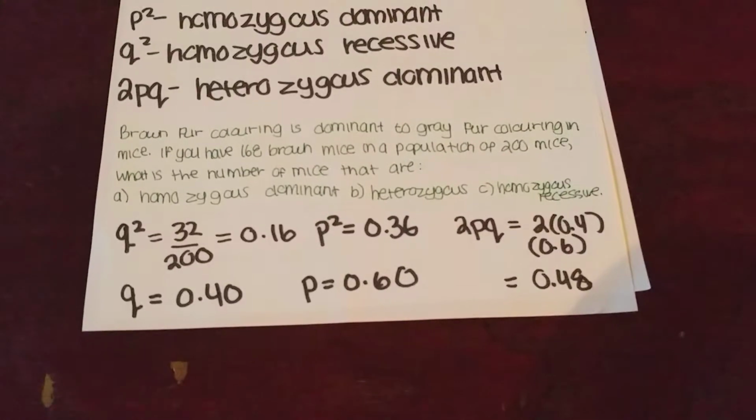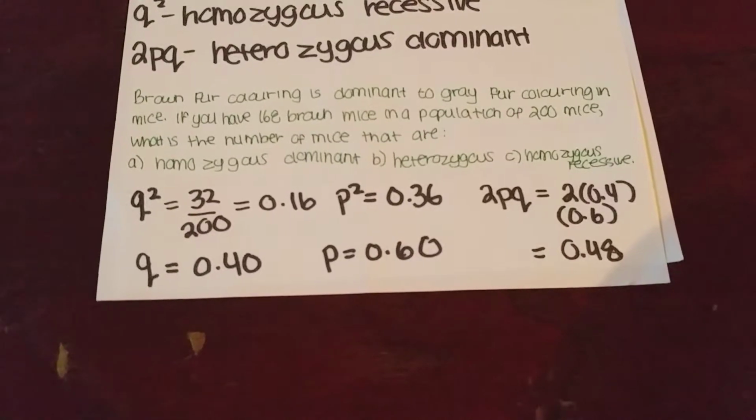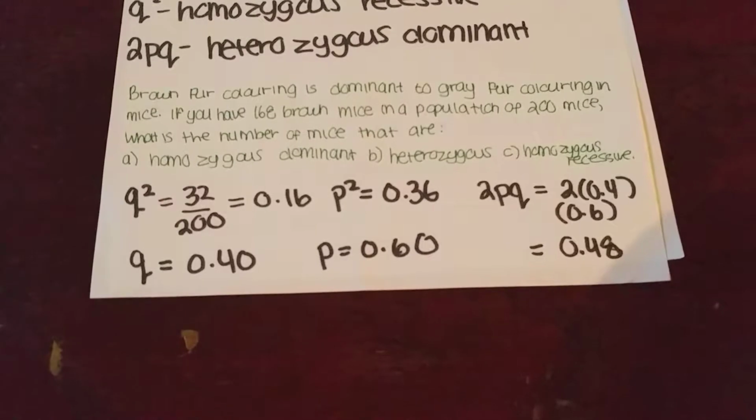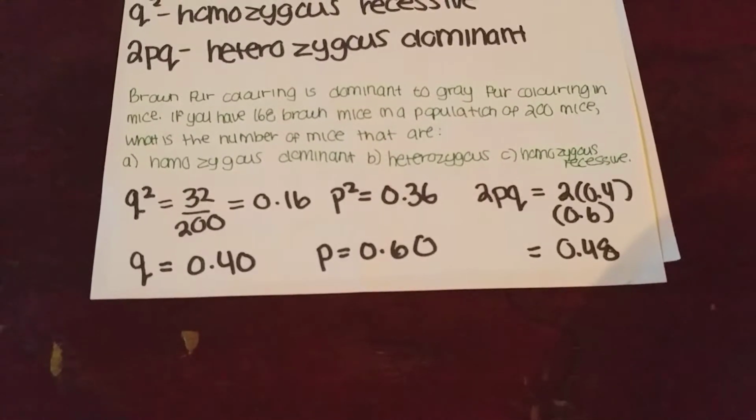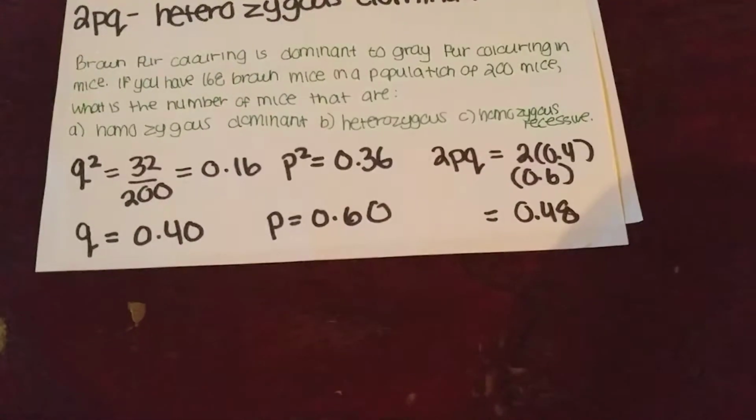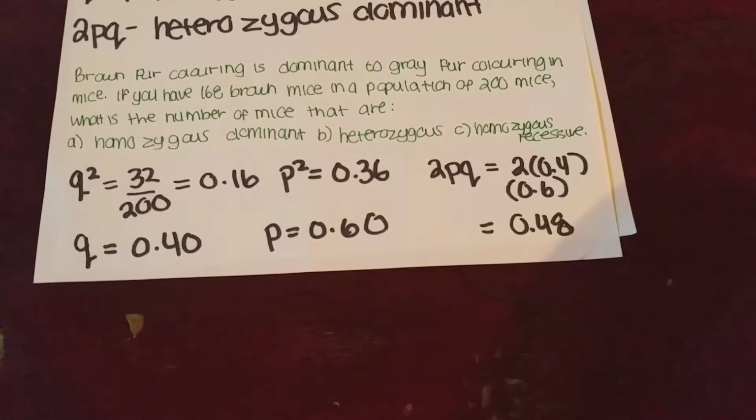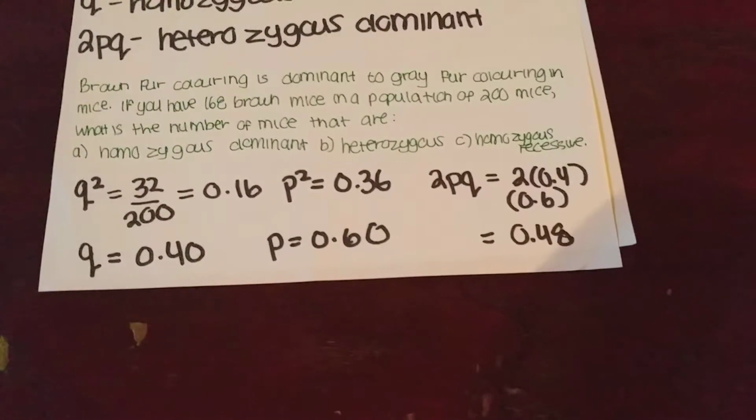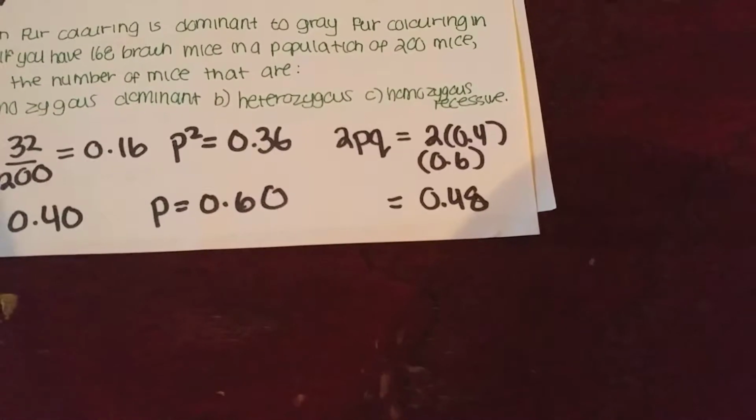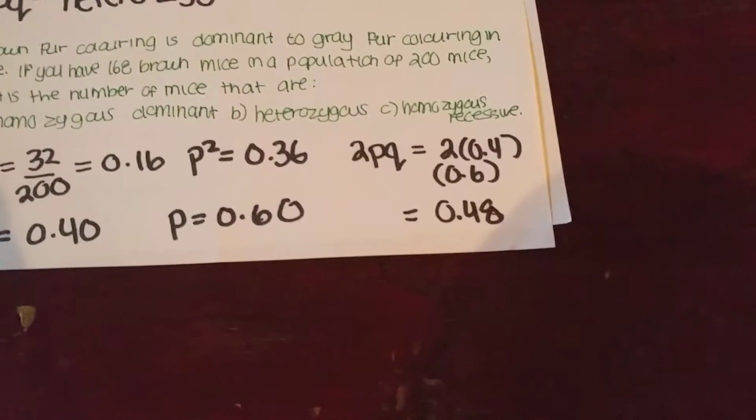0.16. And since you want Q, you would square root that to get 0.40. And then if you want P, you would minus 1 point from 0.40 to get 0.60. And then you would square root that to get 0.36. Then you would go with the formula 2PQ to times 2 by 0.4 and 0.6 to get 0.48.